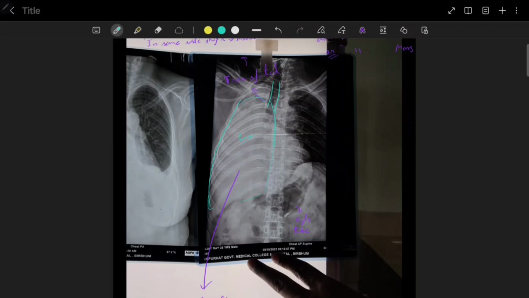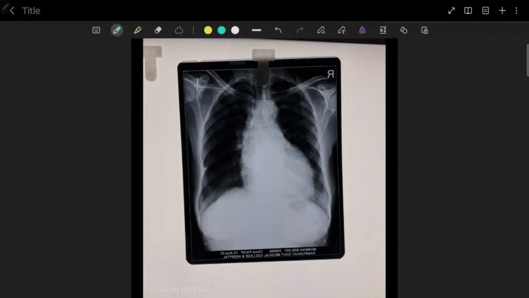It is right sided pleural effusion with trachea shifted towards the same side. It is a red flag sign and prognosis is bad. Now see in this X-ray, this is right side, this is left side. Okay, and it is the dextrocardia. It is a very rare finding.